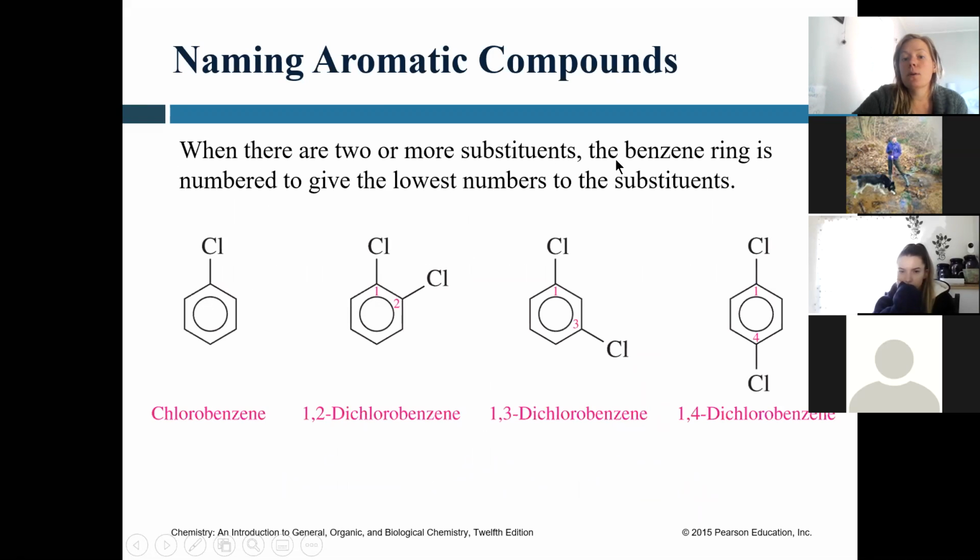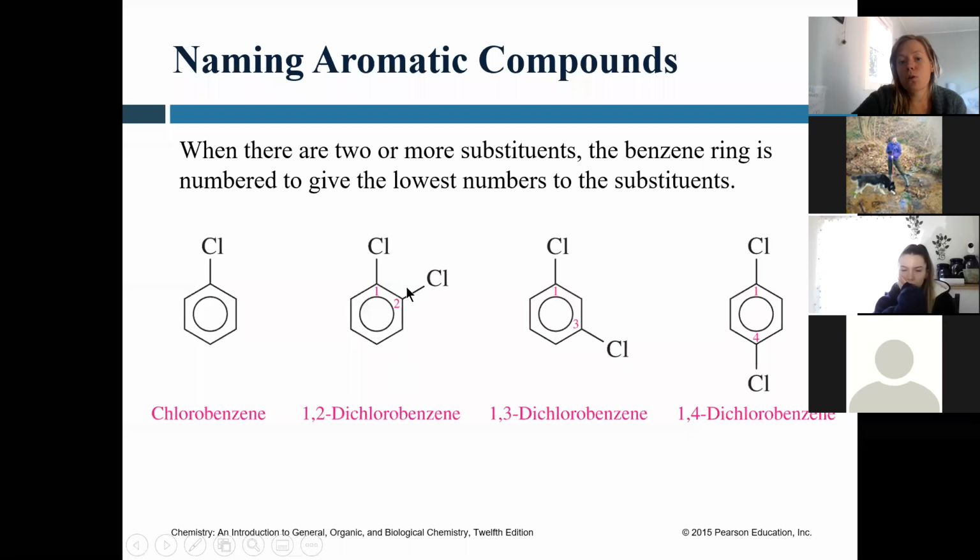So when there are 2 or more constituents on a benzene ring, go ahead and number them so that you give the lowest numbers to the constituents. So looking at this one, this is a benzene ring. 1 is always going to be wherever the substituent is. And I don't have to call it 1-chlorobenzene. I can just call it chlorobenzene. There's a chlorine attached to a benzene ring.